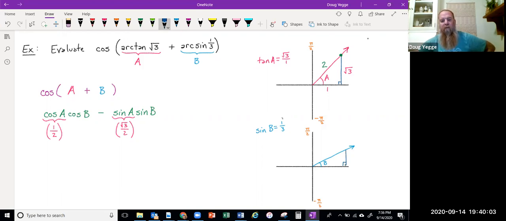So I know that this represents the opposite side over the hypotenuse. And so that means that this side is 1 and this side is 3. And now I actually have to do some work to find my missing side. So let's just call this side x. And we know that x squared plus 1 squared is equal to 3 squared. Subtract 1 from 9 to get x squared equals 8. And therefore x is equal to plus or minus the square root of 8, or 2 root 2. Now notice, since we're in the first quadrant, this must be positive 2 root 2.